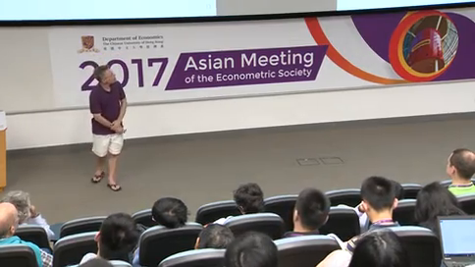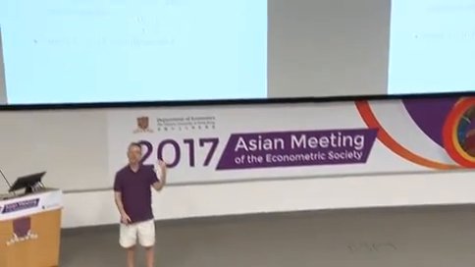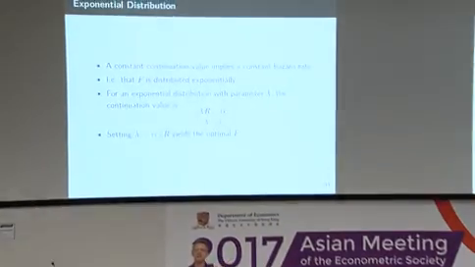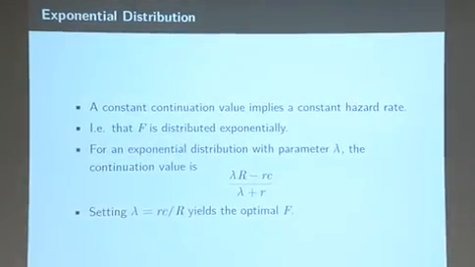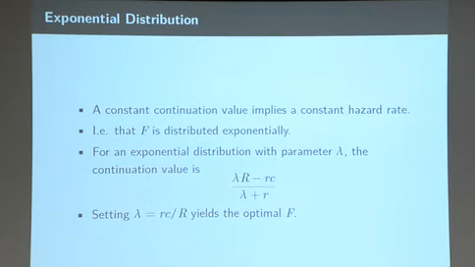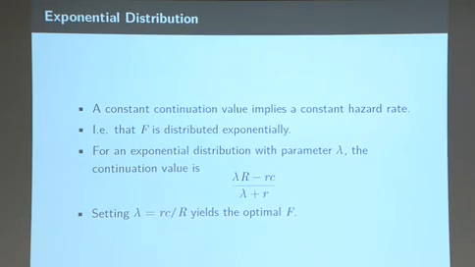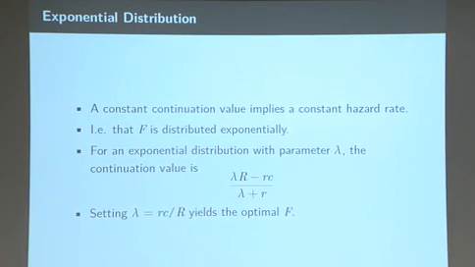And if the continuation value is 0 at every point, it means the distribution has a constant hazard rate. Okay, the hazard rate is the rate at which this reward arrives. And if the continuation value is constant, it means that that reward must be arriving at a constant rate. There's only one class of distributions that has a constant hazard rate, and that's an exponential distribution. An exponential distribution gives the agent a constant continuation value given by this expression.